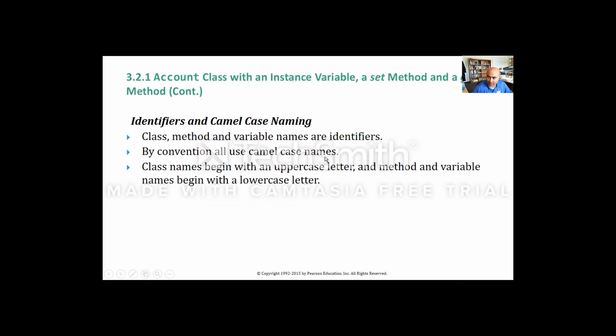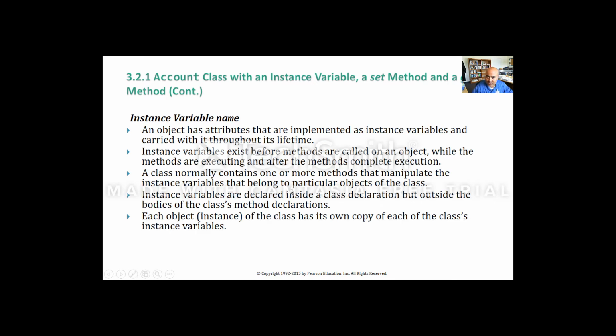We would use camel case names. Again, those things are something that we have already done, so I'm going to fly through these things pretty quick. Class names begin with an uppercase letter, method and variable names begin with a lowercase letter, and I'll point those things out to you as we go along. Instance variable, I already showed you. In our case it was the name. So an object has attributes that are implemented as instance variables and carried with it throughout its lifetime. So instance variables generally would exist before the methods are called.